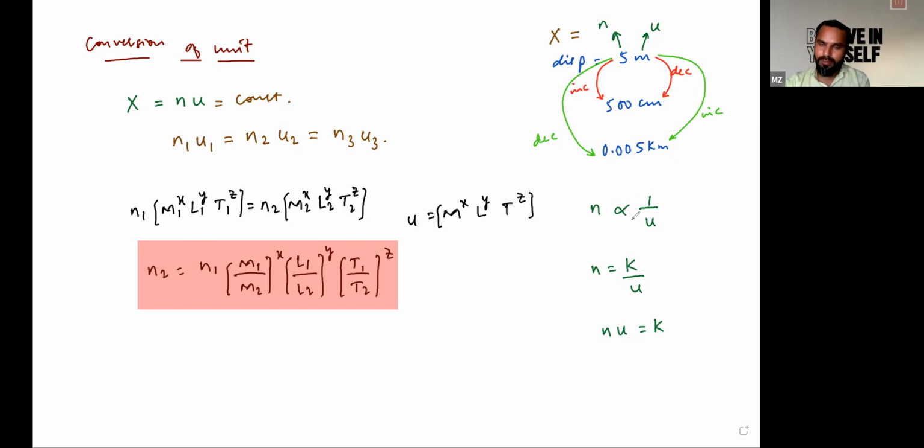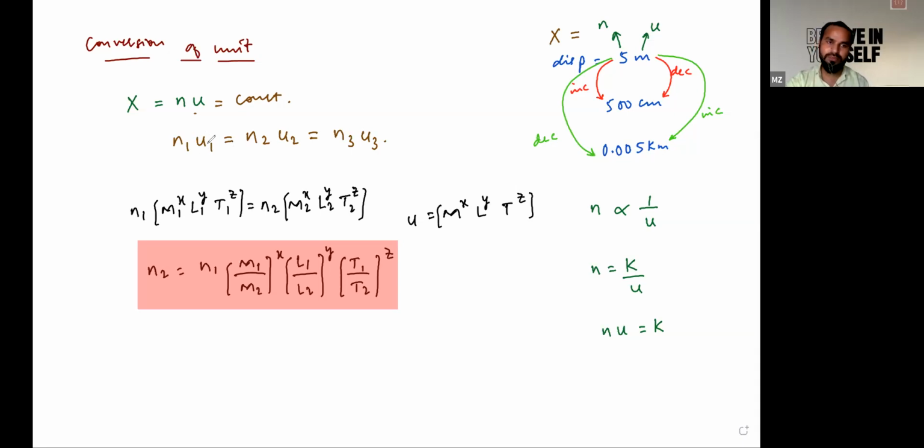On changing this proportionality sign, we put a constant K. So it would be N equals K upon U. If you bring U to the other side, it becomes N into U equals some constant. That's why I've written that any physical quantity can be written as the product of its numerical value and specified unit. And this product is always constant for any system of unit. Likewise, if you are measuring in the first system of unit, second system of unit, third system of unit, and so on. So I've defined this for any two systems of unit.